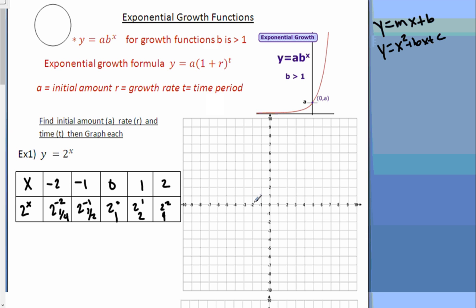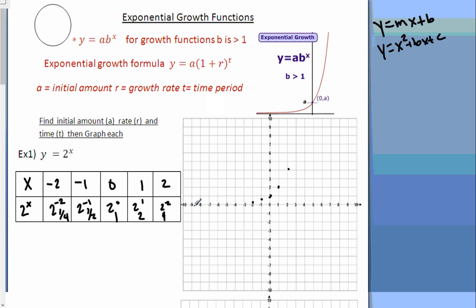-2 was 1/4, which is about right there. And -1 is about a half, so it's about right there. And 0 is 1, so it's about there. And 1 is 2. Sorry, 1 is 2. And 2 is 4. So you can see what's happening.